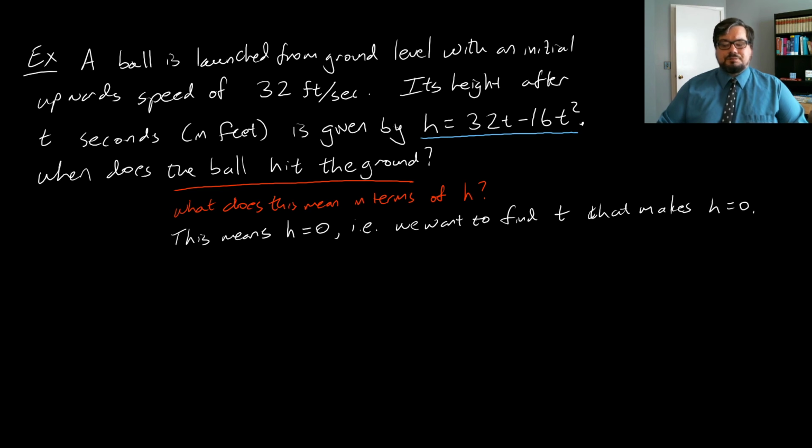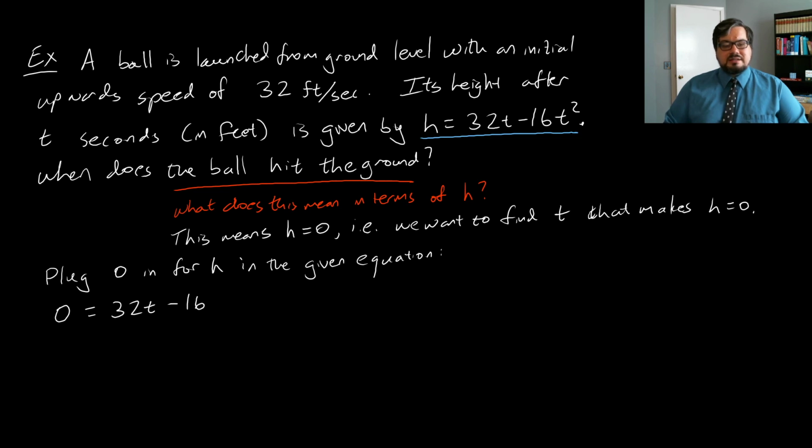h equals 0. So that means that we can plug 0 in for h in the given equation, which will give us 0 equals 32t minus 16t squared. So this will tell us when the ball has a height of 0, i.e. when the ball actually reaches the ground again. So we want to solve this equation.